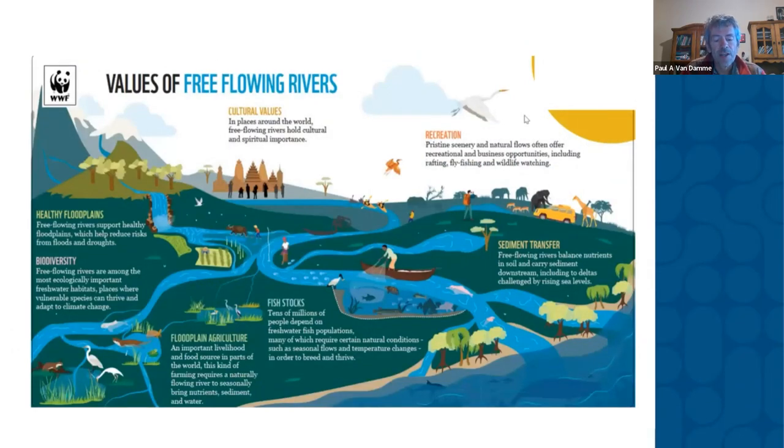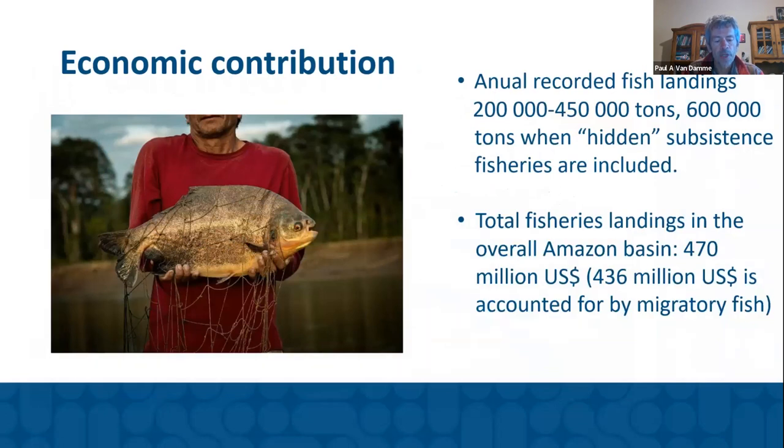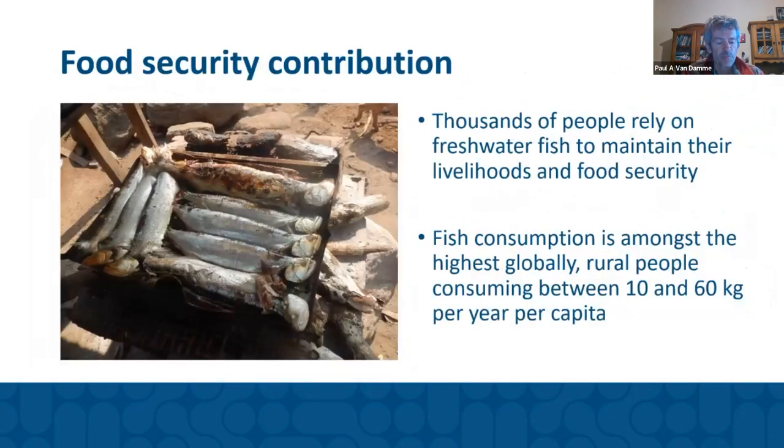This slide shows the values and ecosystem services of free-flowing rivers in terms of biodiversity, agriculture and floodplains, river transport, fisheries and recreation. The economic importance of fisheries is enormous. Annual recorded fishing landings reach between 200,000 and 600,000 tons. Total fisheries landings in the overall Amazon basin represent $470 million. Thousands of people rely on freshwater fish to maintain their livelihoods and food security. Fish consumption is amongst the highest globally. Especially indigenous people are extremely dependent on their fish resource.